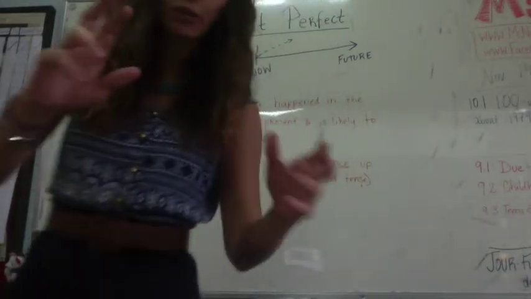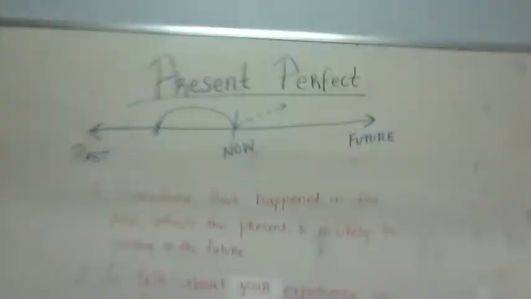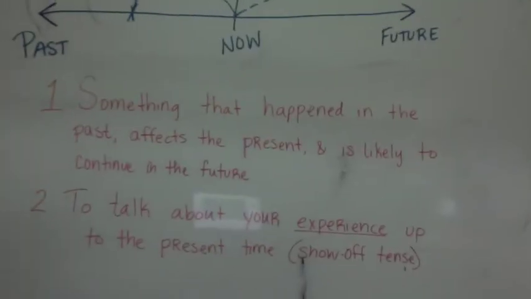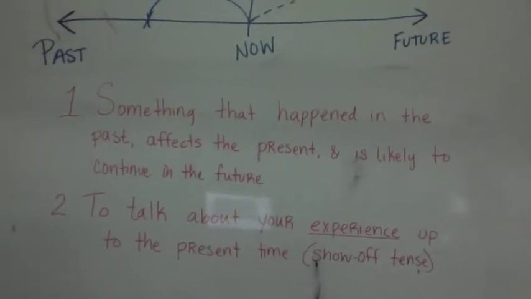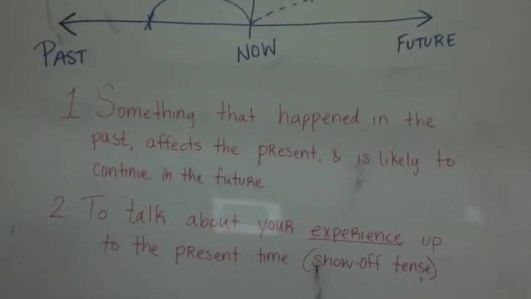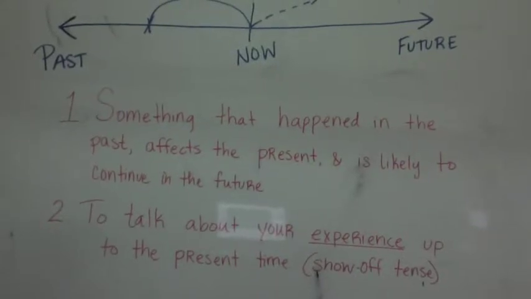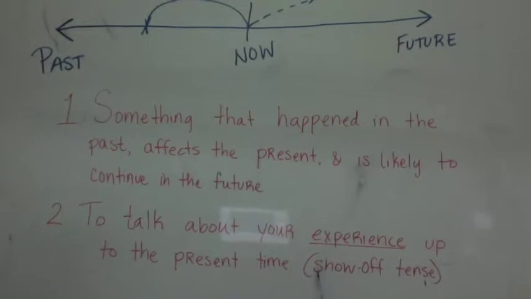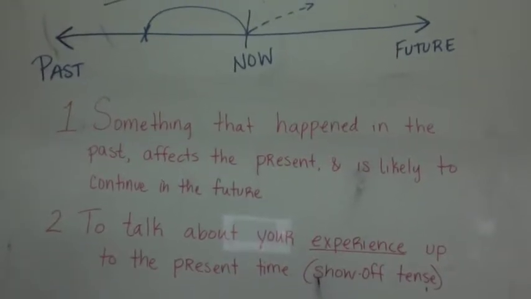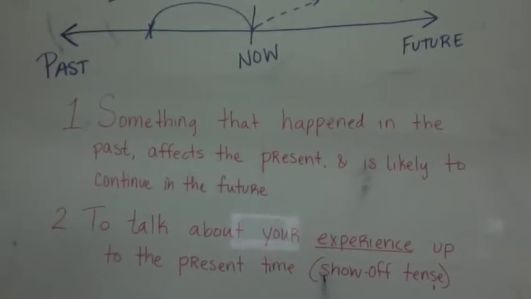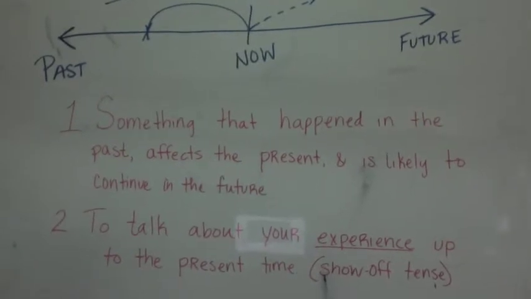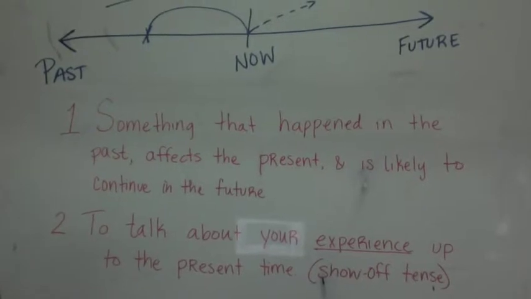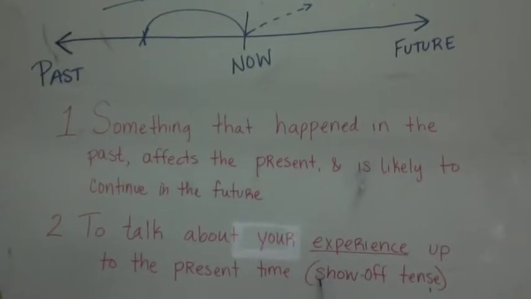Let me show you those bullet points up on, here they are. Here are the bullet points for those two ways. Again, number one, something that happened in the past affects the present and is likely to continue in the future. And number two, to talk about your experience up to the present time. That's what I call the show-off tense. Pause this now if you need to take notes on those two points.